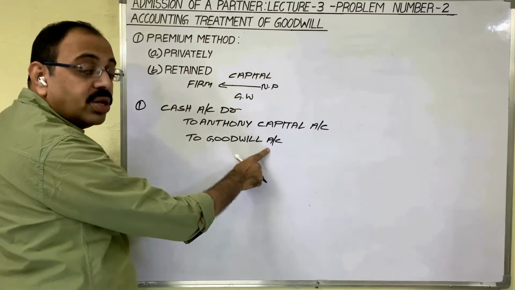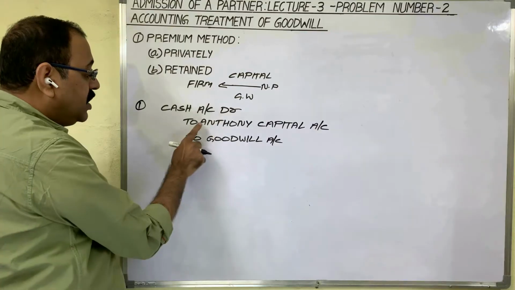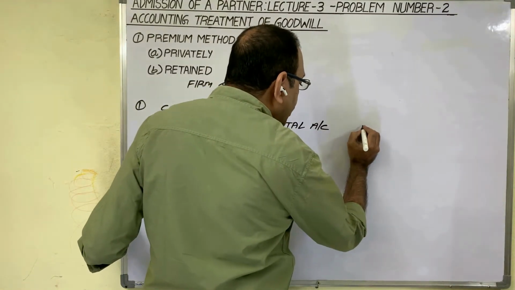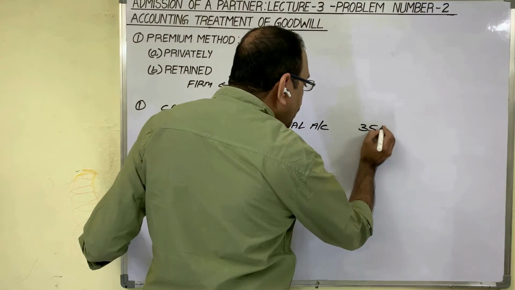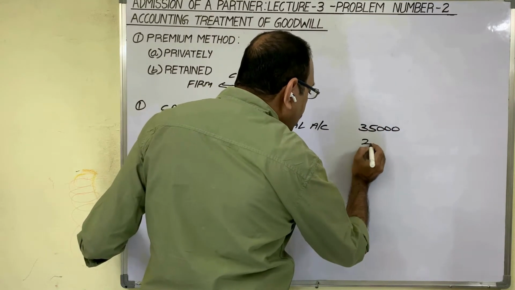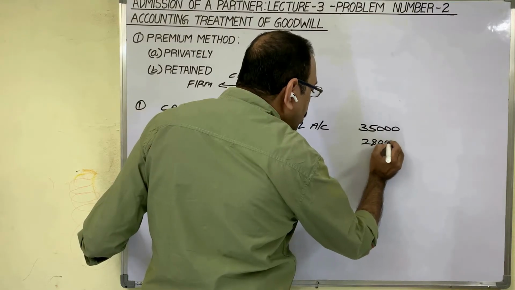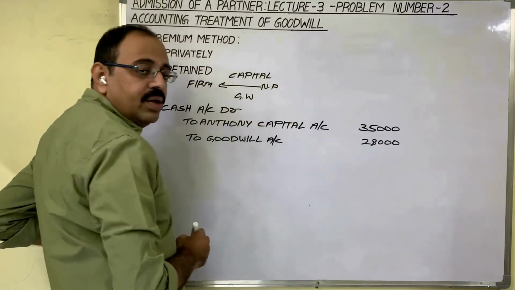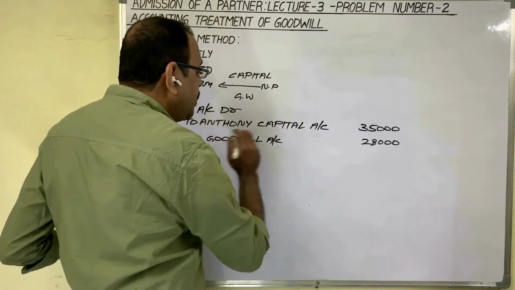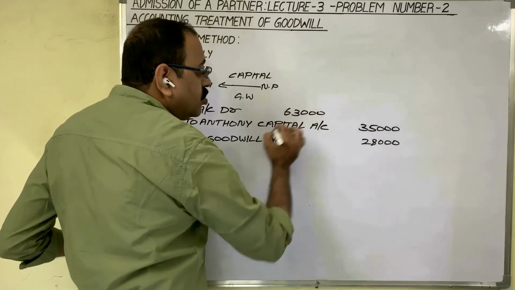Even goodwill account also we have to credit. As two accounts are on the credit side, first the credit amount you should write. Anthony brought 35,000 rupees as capital. Anthony brought 28,000 rupees towards his share of goodwill. Now, these two amounts you have to add and for cash you have to debit 63,000 rupees.